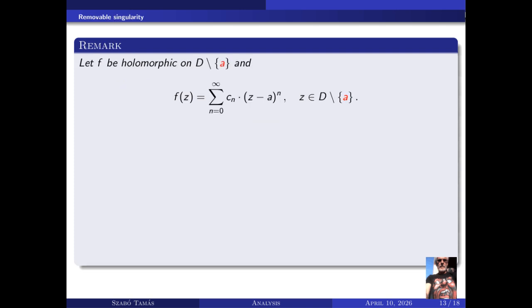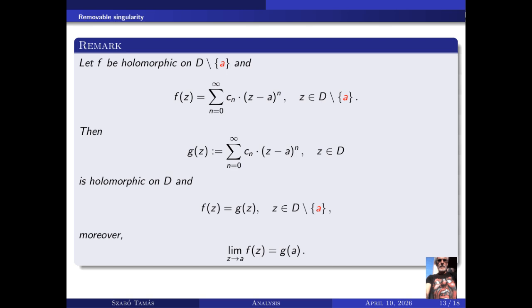Removable singularity. Let f be holomorphic on D minus the point a, and suppose that f(z) = the sum from n = 0 to infinity of c_n (z − a)^n, for z in D minus the point a. Then the function g, defined by the same power series on all of D, is holomorphic on D, and f(z) = g(z) on D minus the point a. Moreover, the limit of f(z) as z tends to a is g(a).